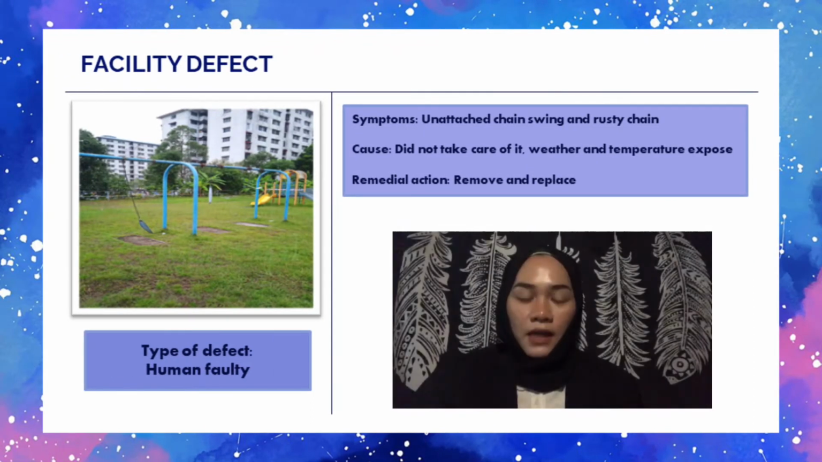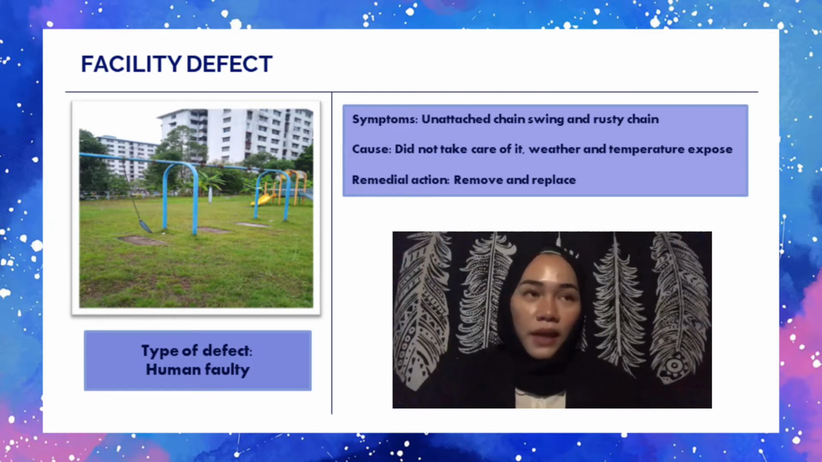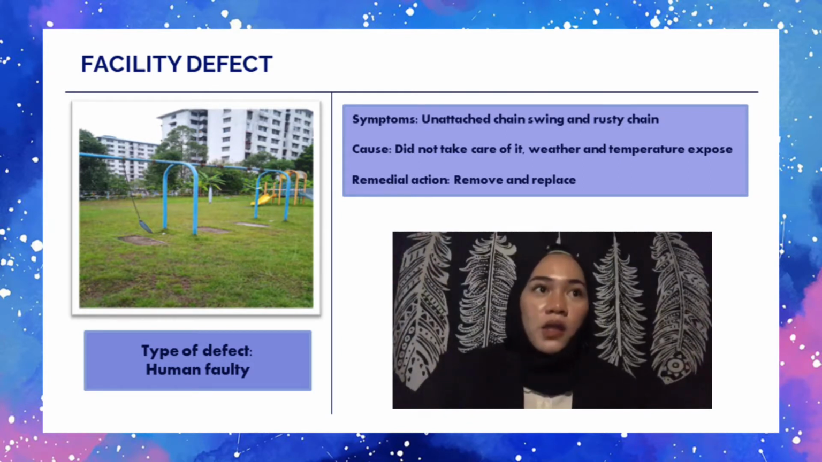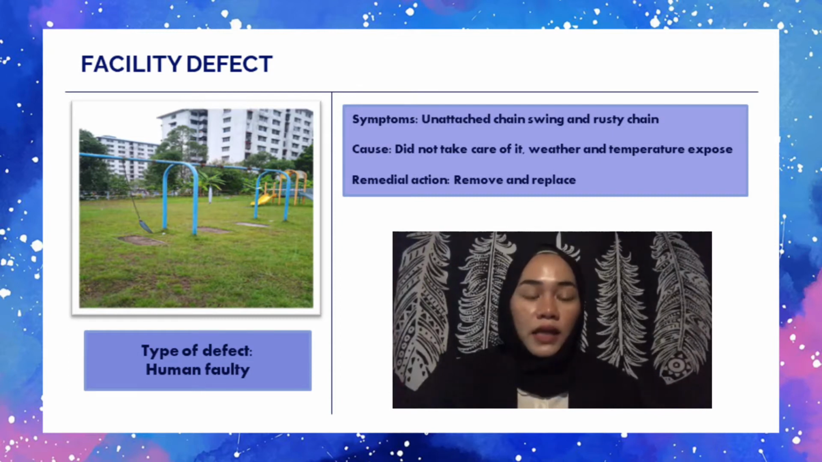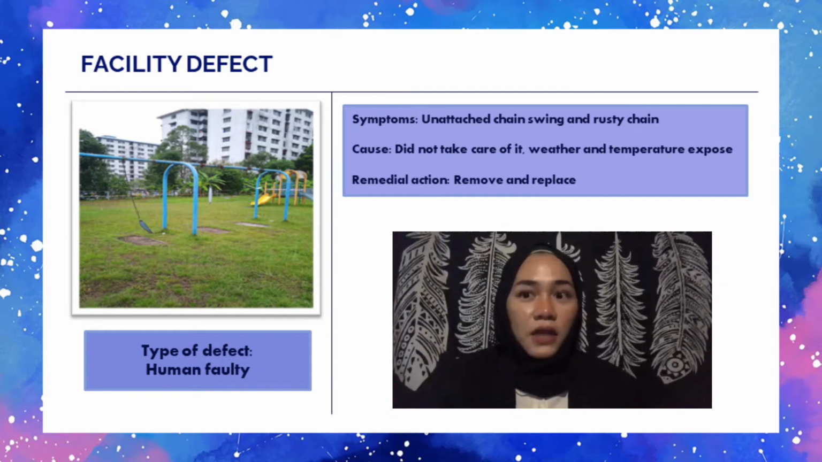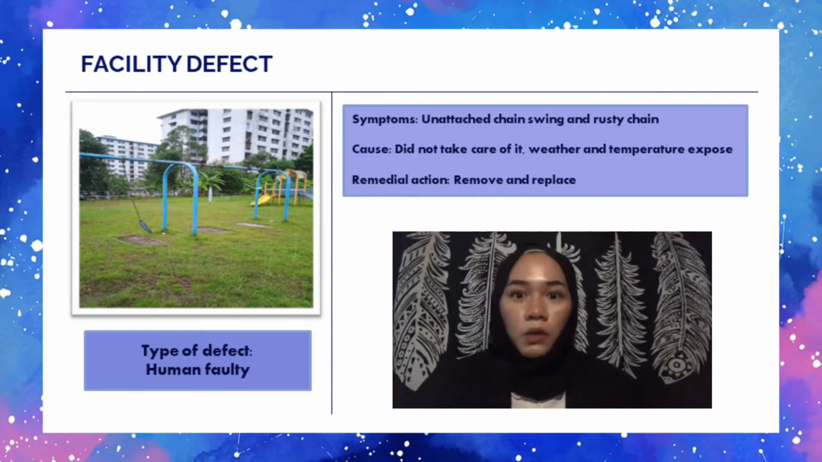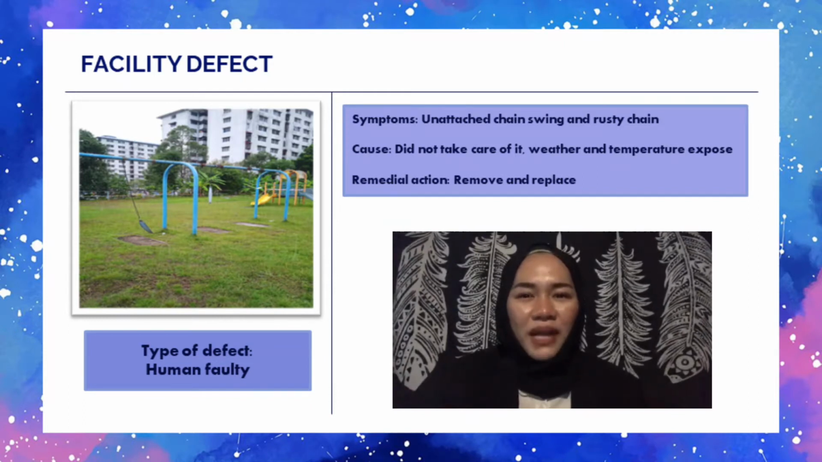The next defect is a facility defect, and the type of defect is the chain swing that is broken, as shown on the slide. The broken swing is located at the playground, where there are other facilities other than swings, such as a slide. The symptoms that can be pointed out are that the chains were unattached from the bar because the sprocket bolts were removed by force, making it harmful for kids and other people to play with. Another symptom identified is the rusty chain on the swing, which made it easier to break and collapse.